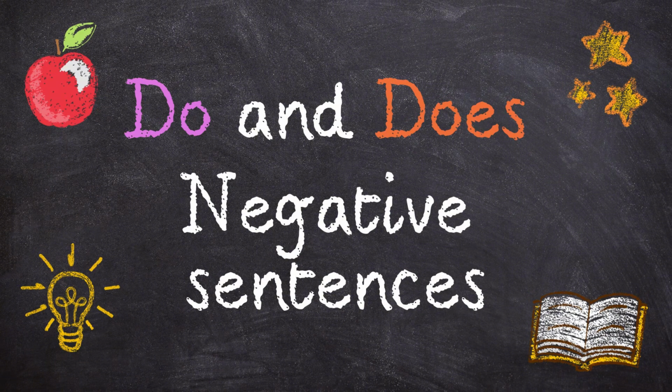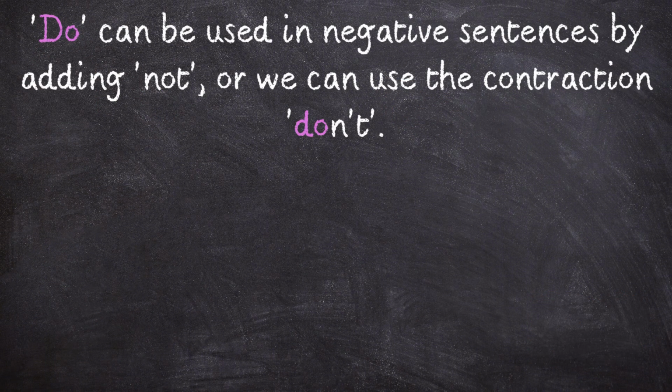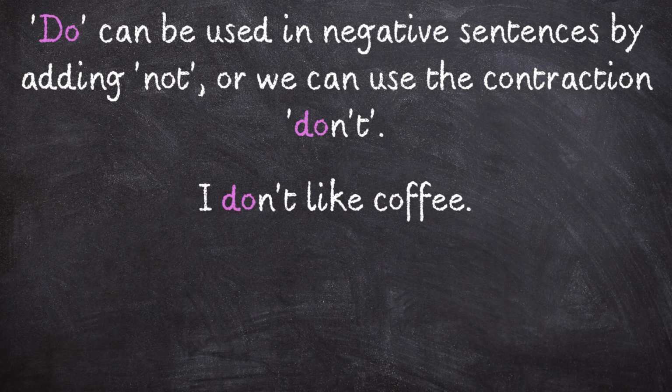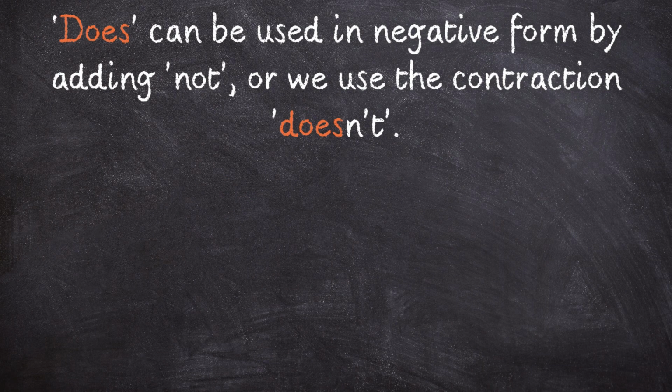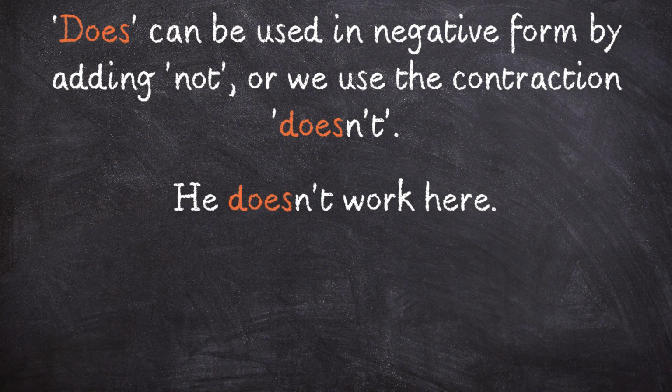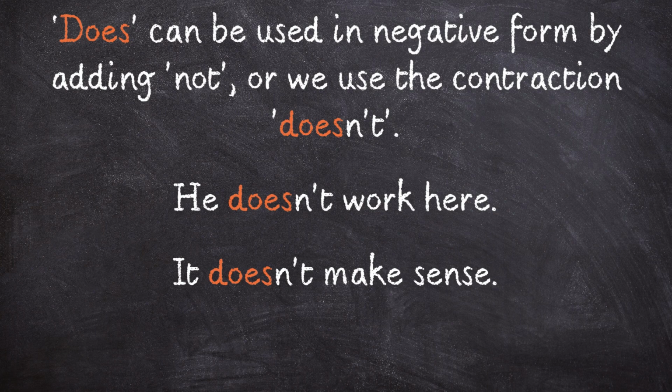Do and does. Negative sentences. Do can be used in negative sentences by adding not, or we can use the contraction don't. I don't like coffee. They don't understand. Does can be used in negative form by adding not, or we use the contraction doesn't. He doesn't work here. It doesn't make sense.